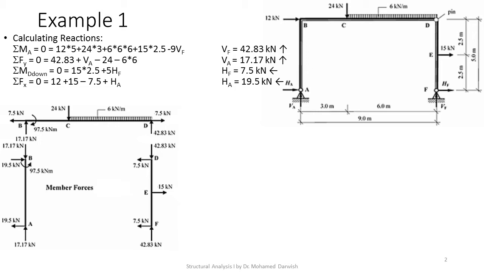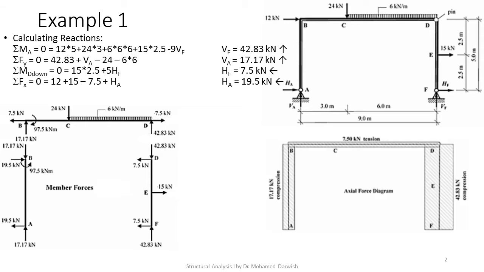If we look at DF, the member DF, and we look at joint D, we will see the axial force. This is the 42.83 kilonewton. This is the reaction. It's called a compression. And we will see at joint D a 7.5 kilonewton as a section, which is simply the reaction, the 7.5, minus the horizontal force, which is 15. So this will give us another 7.5 kilonewton.